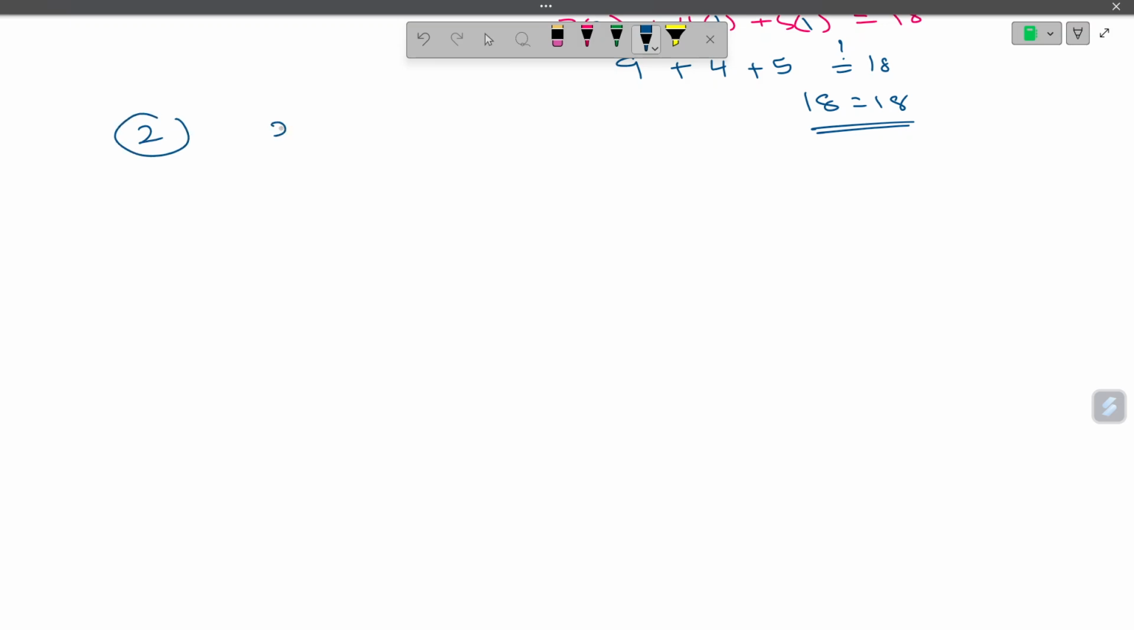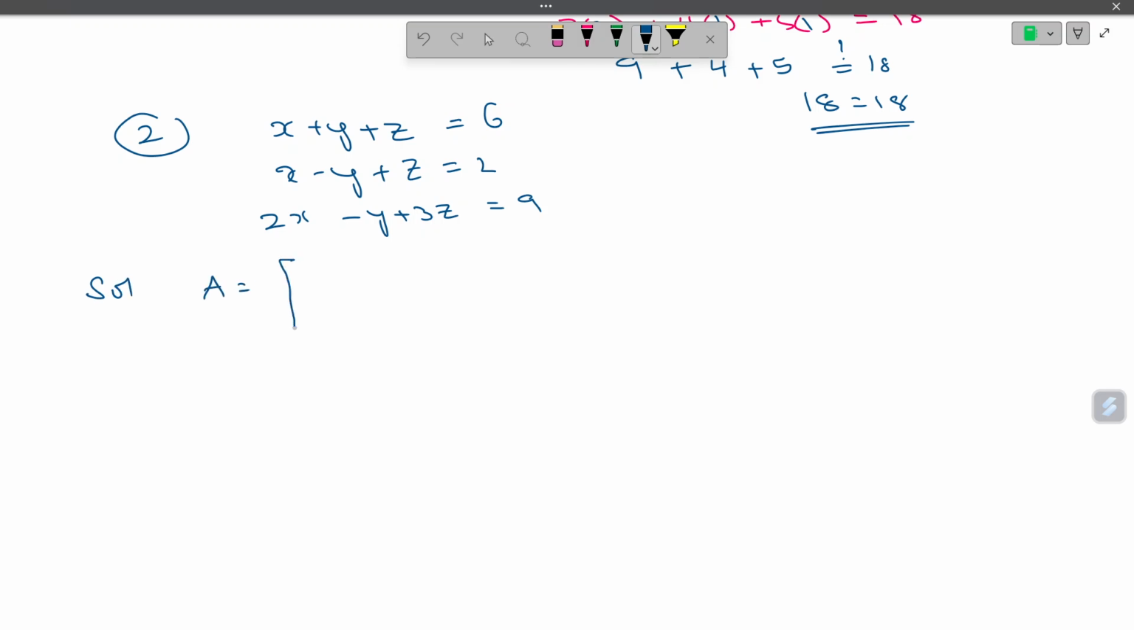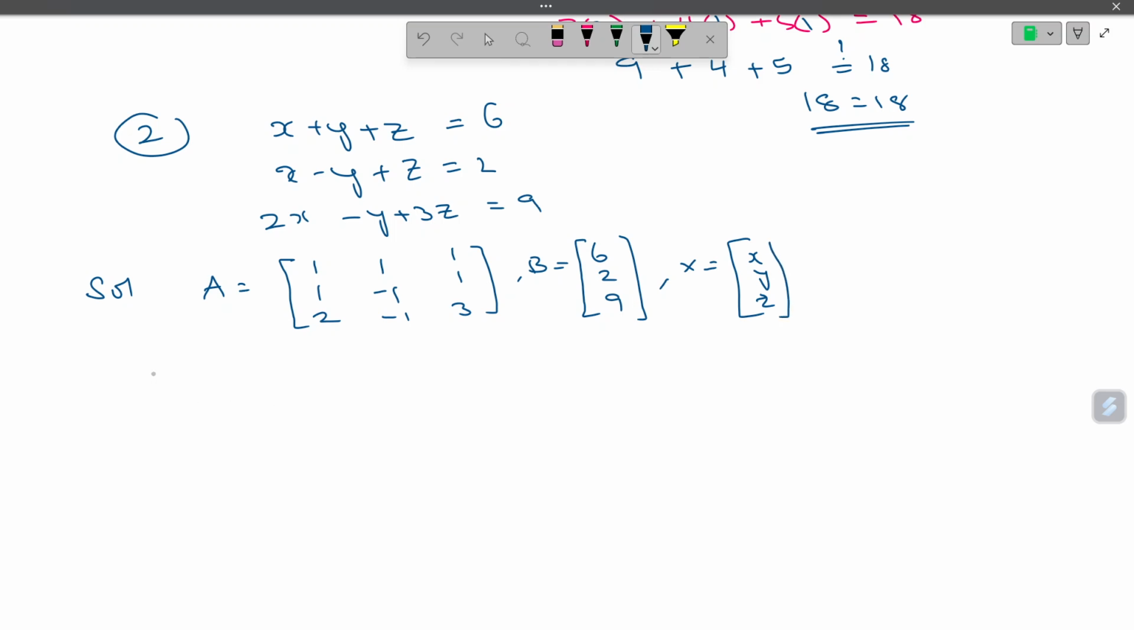Problem number 2. X plus y plus z equal to 6. X minus y plus z equal to 2. 2x minus y plus 3z equal to 9. So first write the matrix of coefficients: 1, 1, 1; 1, minus 1, 1; 2, minus 1, 3. And the matrix of constants: 6, 2, 9. And X is the matrix of variables x, y, z. Now we have to find del. What is del? Determinant of A.